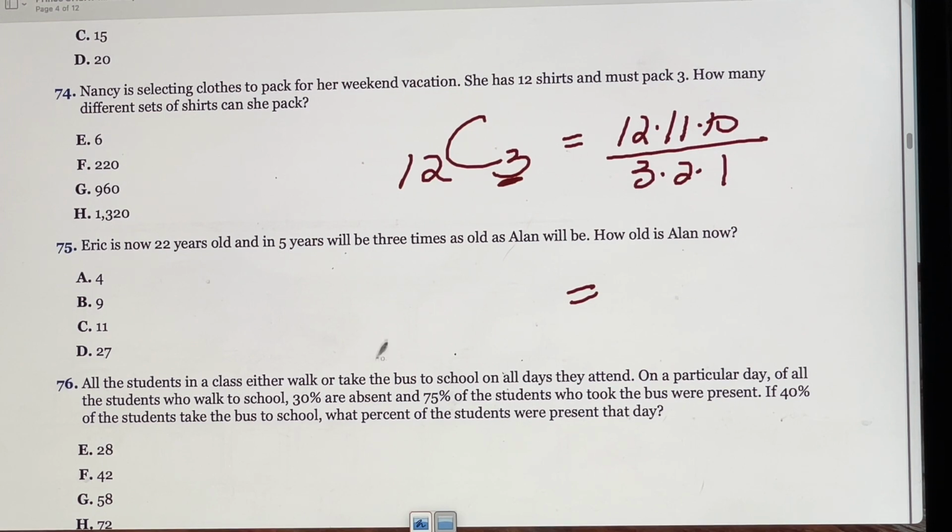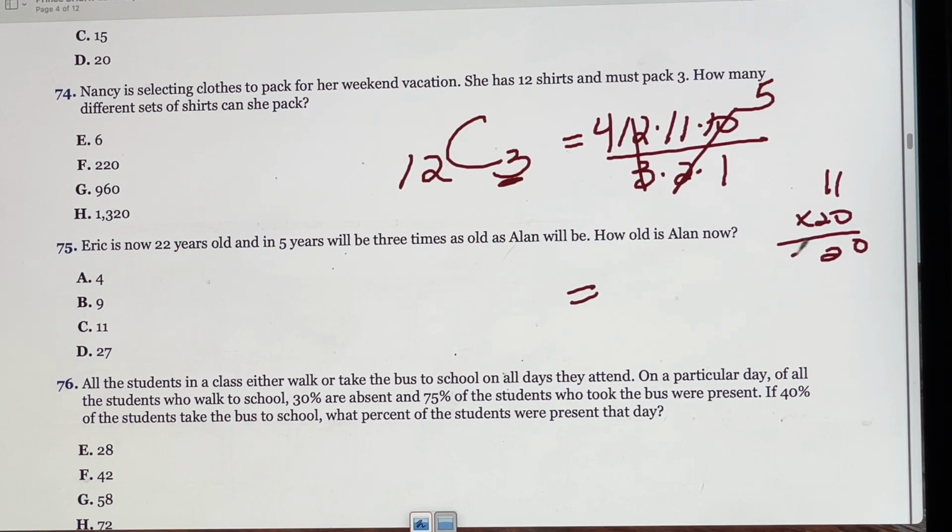If you do the shortcut, or if you want to do n factorial over r factorial times n minus r factorial, you could have done that. But I think once we worked out the shortcut, it's much easier. So now we can simplify. This becomes 5. This becomes 4. Now we have 11 times 20, 220.